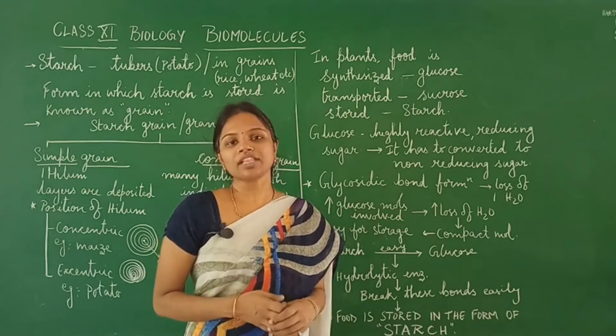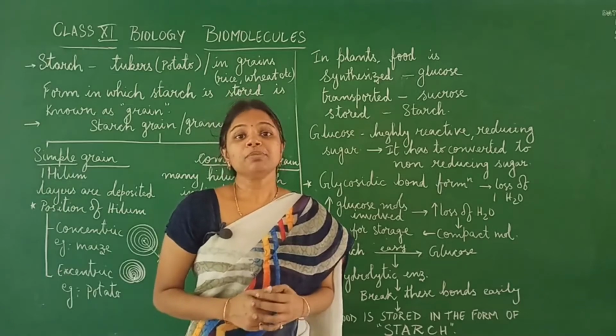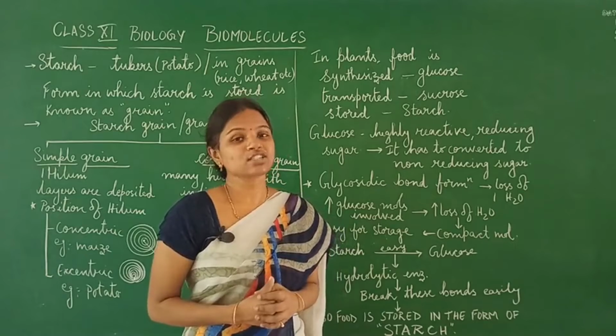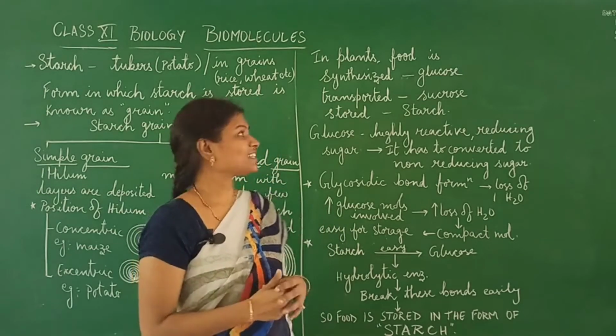Now we know that the food is prepared in the form of glucose in case of plants, but it is stored in the form of starch. Why is the food not being stored in the form of glucose only? Let us know the reason. It's quite interesting to know about this concept.